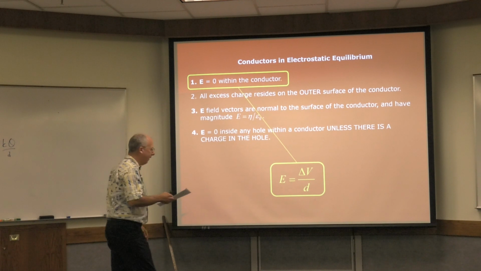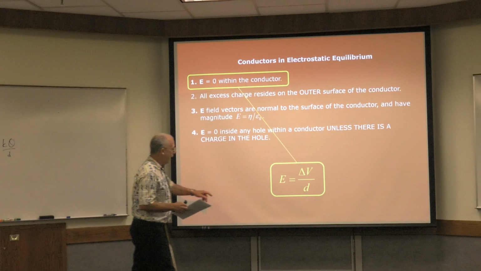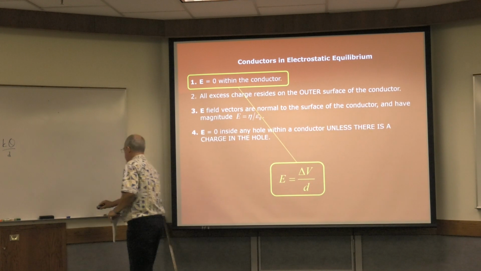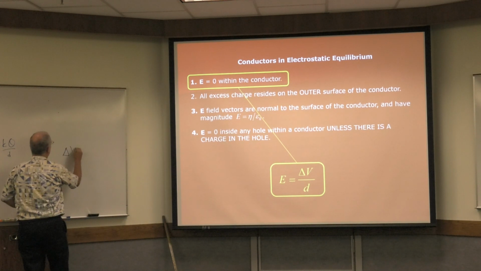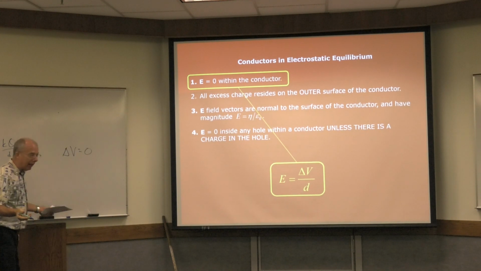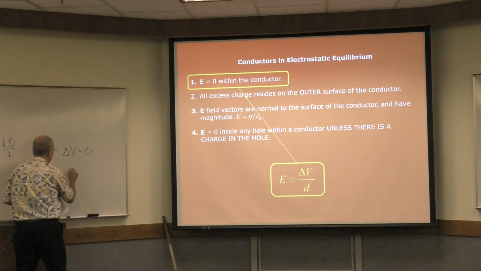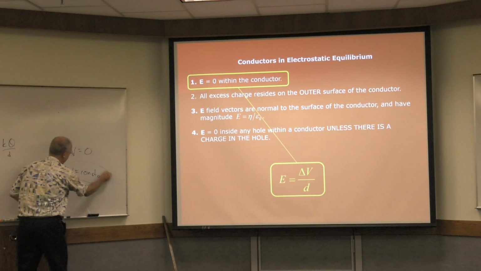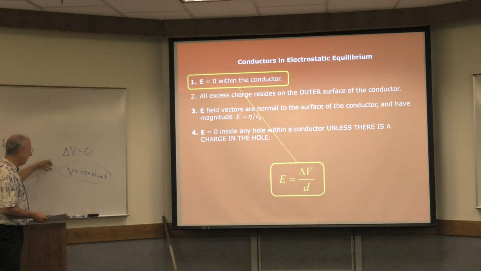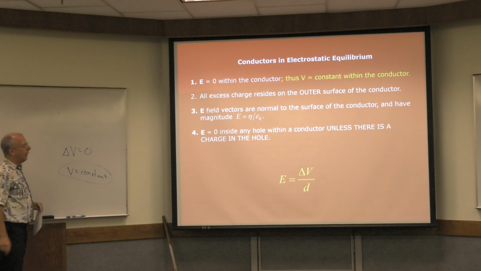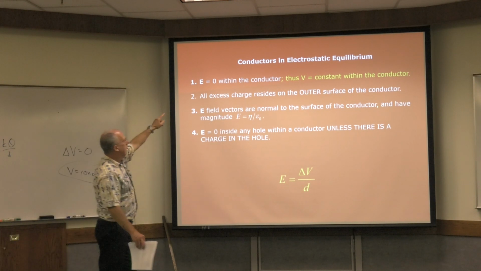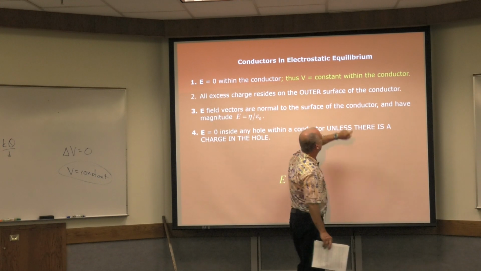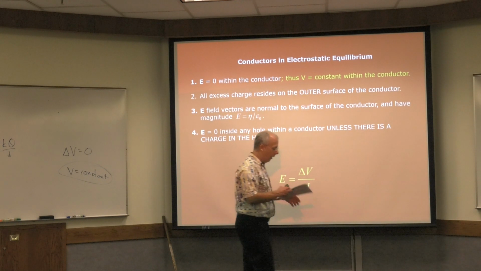Think about it. Well, I hope you see that if E is 0, that means delta V is 0, right? So delta V is 0. Well, that means that V is what? Constant, right? That means V is a constant. It doesn't change. Okay, see the difference? Delta V and V. So that means that the E field is 0 within a conductor, and the potential itself is constant inside the conductor.